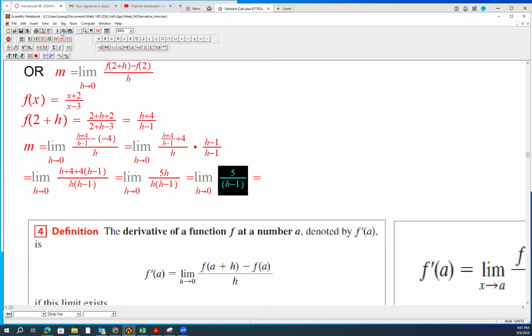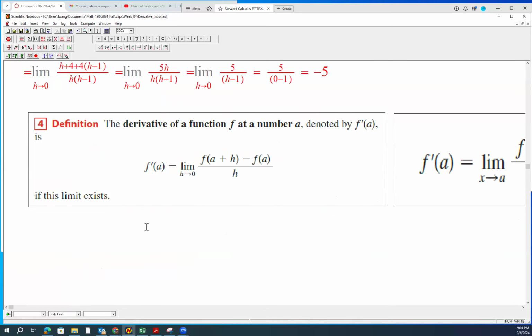When we directly substitute h equals 0, we get the same answer, -5. The rest, to find the equation of the tangent line, is the same: point slope formula. All right, so let's look at the second example.